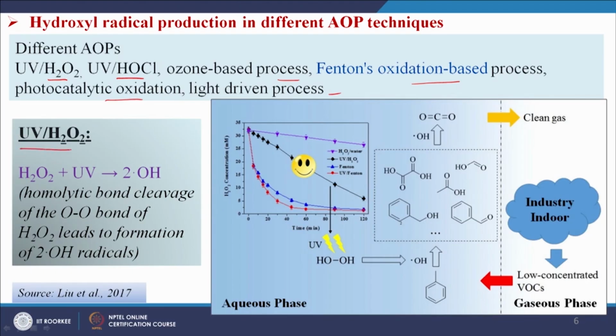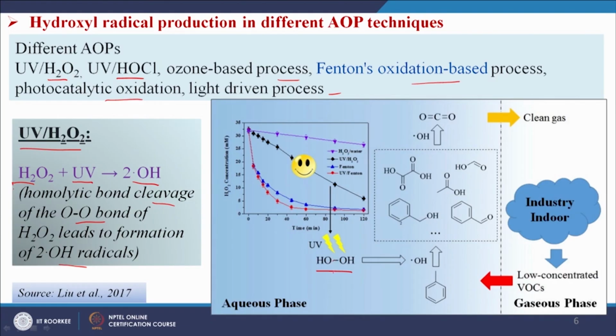In case of UV H2O2, that is, in presence of UV, if we use H2O2 in the reactor, then hydroxyl radical is generated that oxidizes the organic compound. So, what is happening here? We have H2O2 and UV light. H2O2 is dissociated into two OH radicals, that is, homolytic bond cleavage of the O-O bond of H2O2, which leads to formation of two OH dot radicals. Just like this, H2O2 with UV light gives two OH dot.